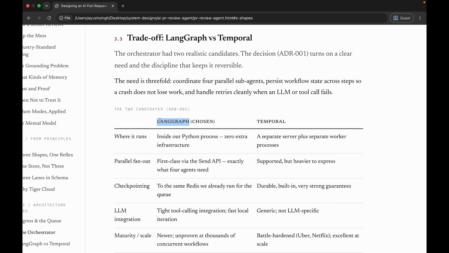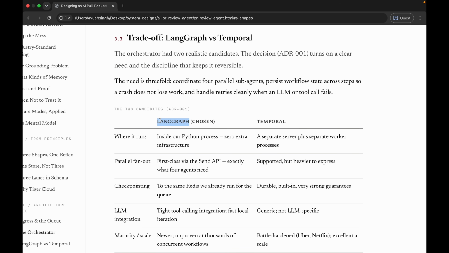If you just want parallel fan-out, because that's our selected design pattern, LangGraph supports it as first class via the Send API. Basically, there's one behavioral pattern which is already there in LangGraph. In Temporal, it is supported but is heavier to express.